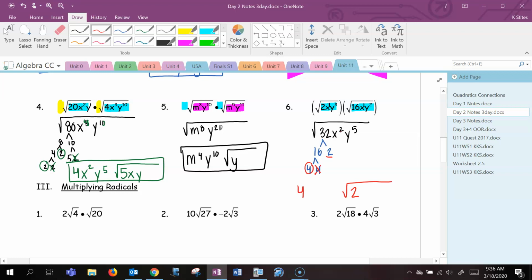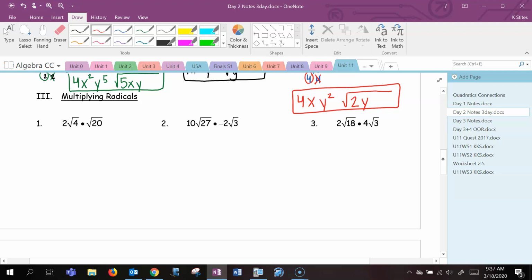X squared is an even. Divide by 2. Y to the 5th is an odd, so we leave 1 inside. Now you're down to 4. Divided by 2. Ta-da! All right, there's your variable review for today. Now let's do some multiplying review.